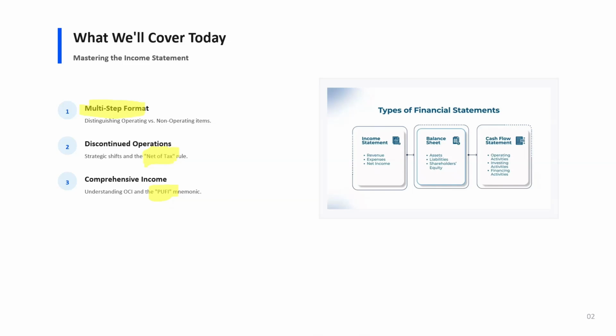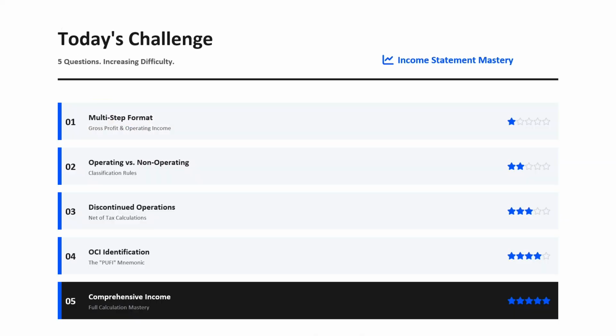Now let's start with question number 1. In today's challenge, we will start from the easiest one and gradually do more complex questions. Let's start with the first one. That's a question about multi-step formats, separating gross profit and operating income.